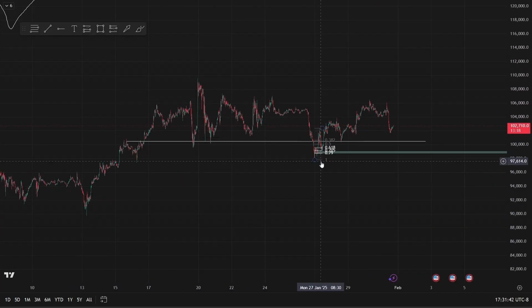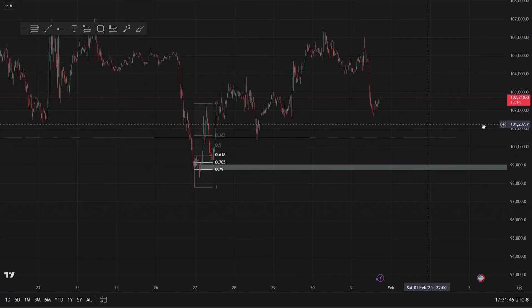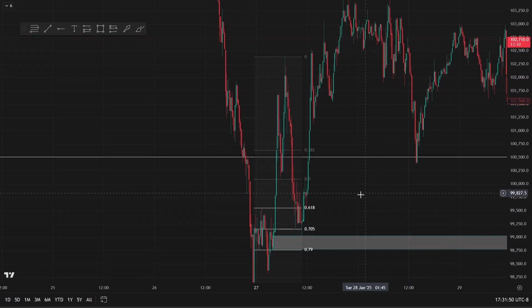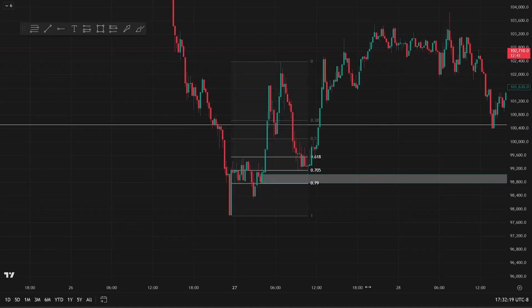After this uptrend, it's going down. So it's just so much confluence in this. It's a great example of an order block. I hope that helps. Yeah, I really hope that helps. So I just wanted to give a quick explanation about that.